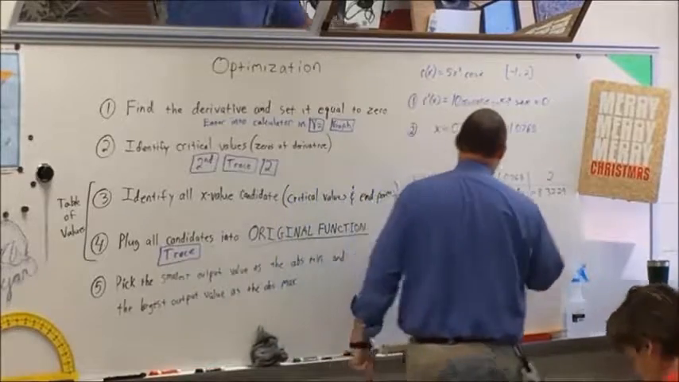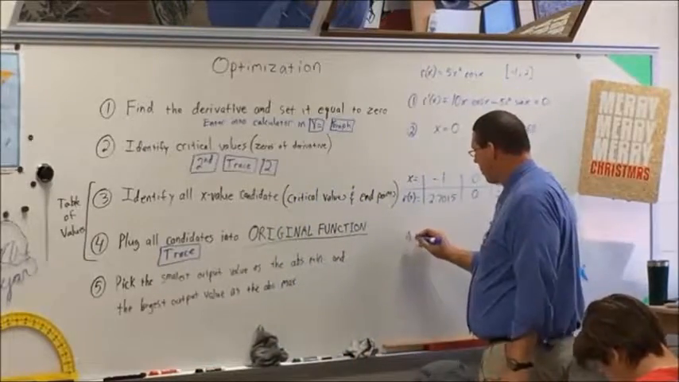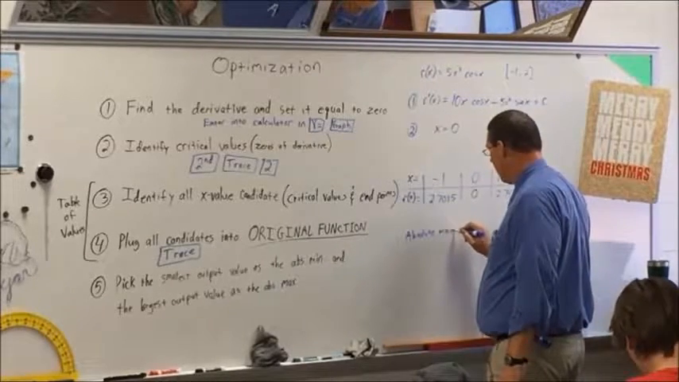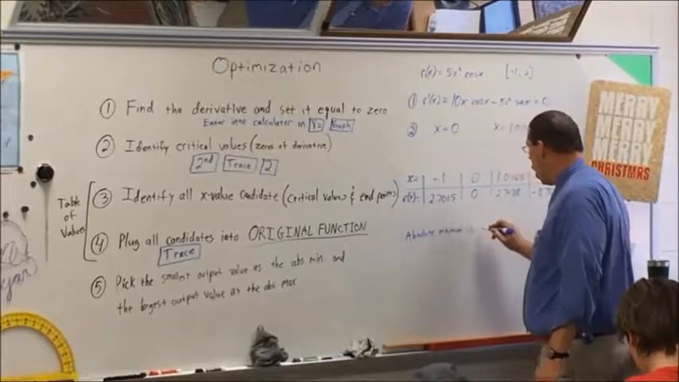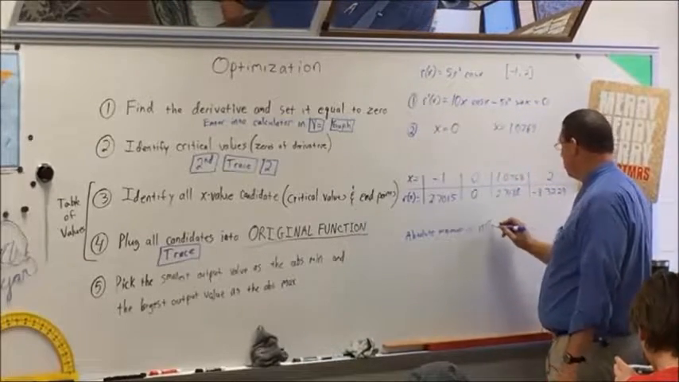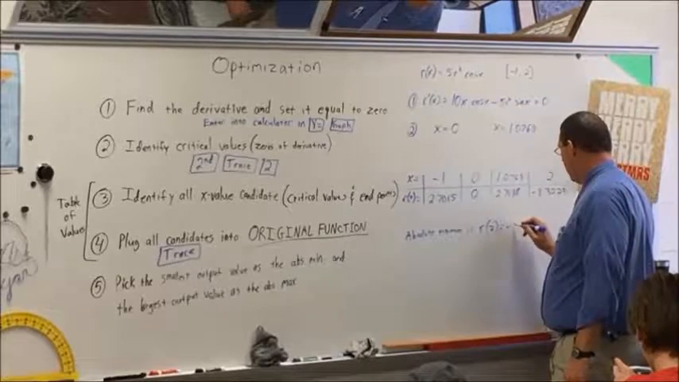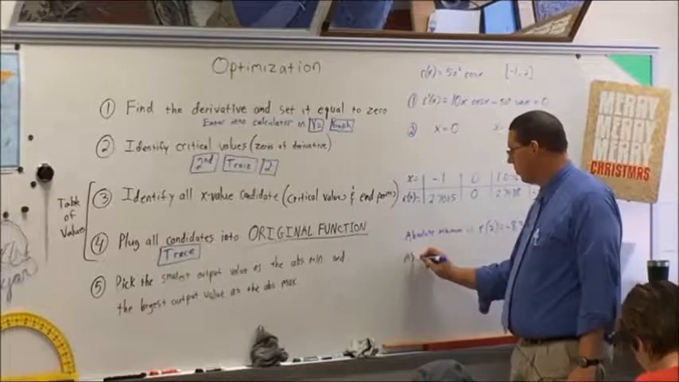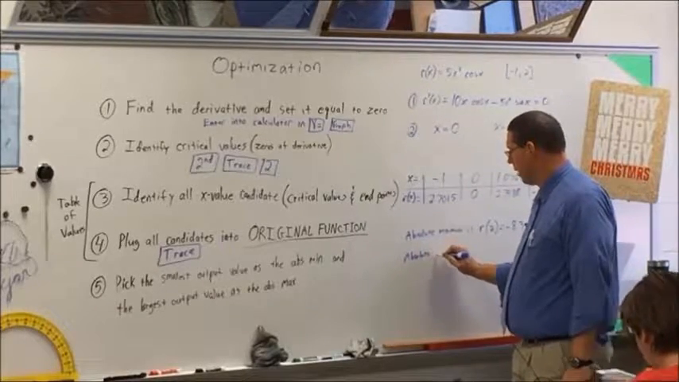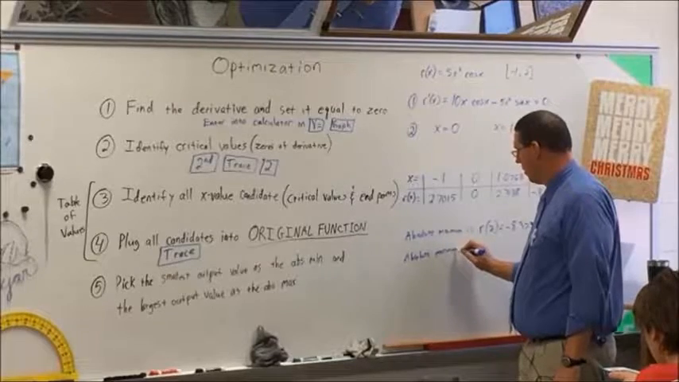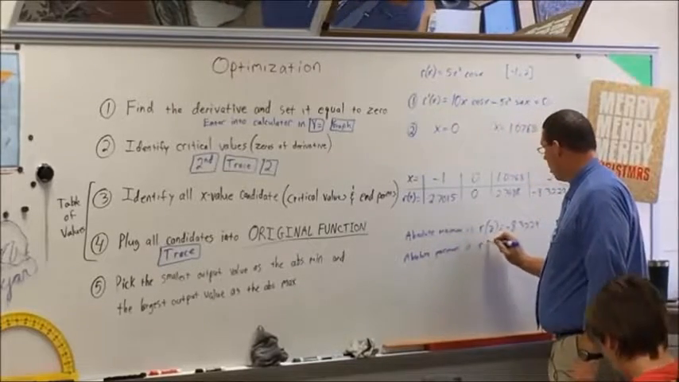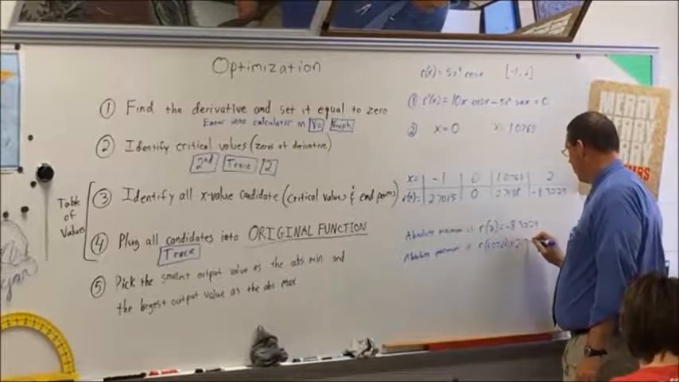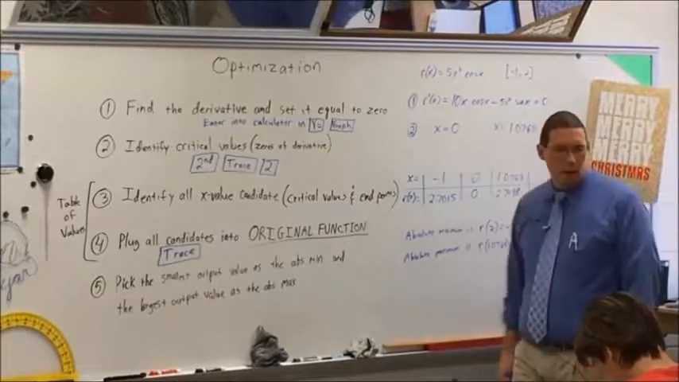Yeah, so our maximum is at 1.0. So we got absolute. Well, let's do the minimum first. Absolute minimum is R of 2 equals -8.3229, and our absolute maximum is R of 1.0768 equals 2.7488.